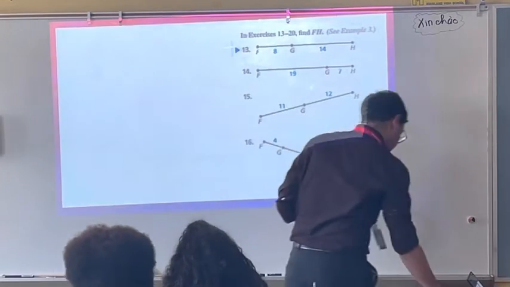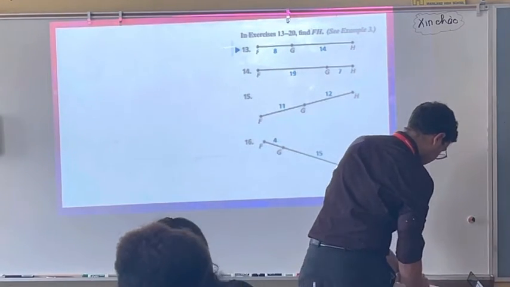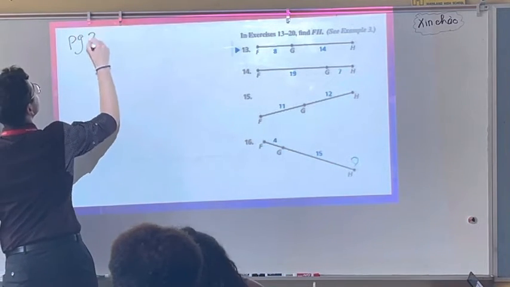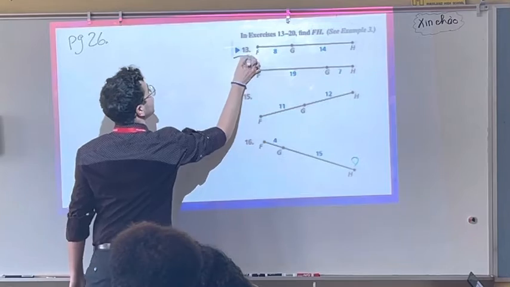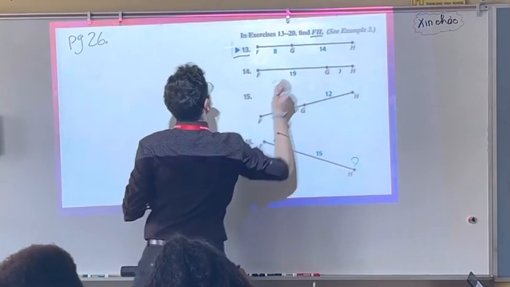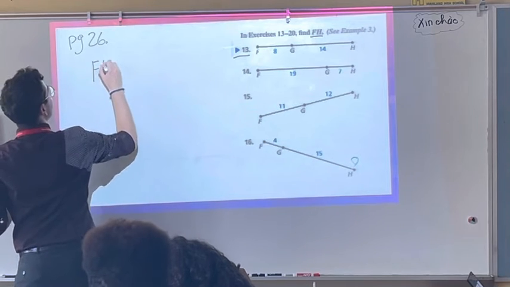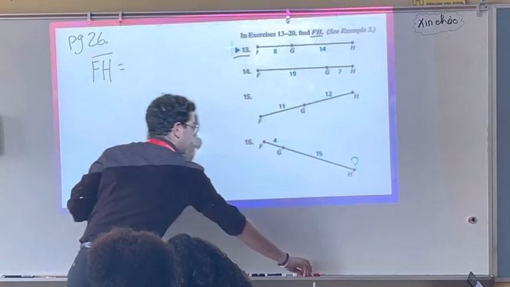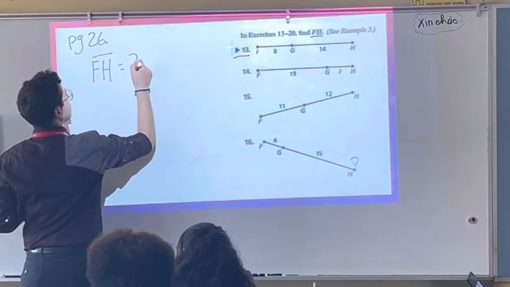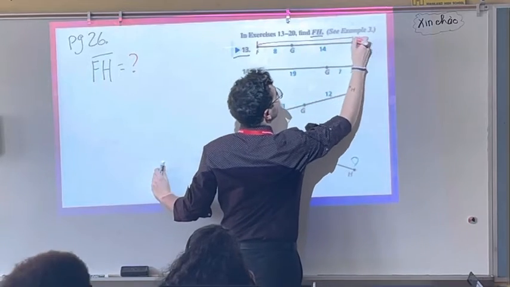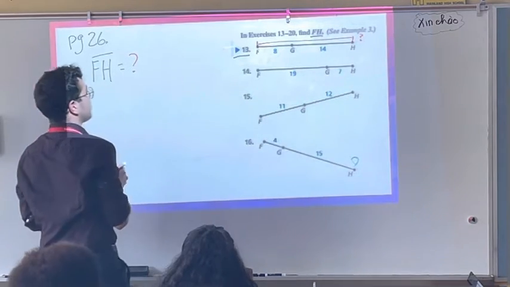Yep. So this is page 26, number 13. We have to find FH. So we're looking for FH. The distance of line segment FH is a mystery. Again, the distance from F to H is a mystery.